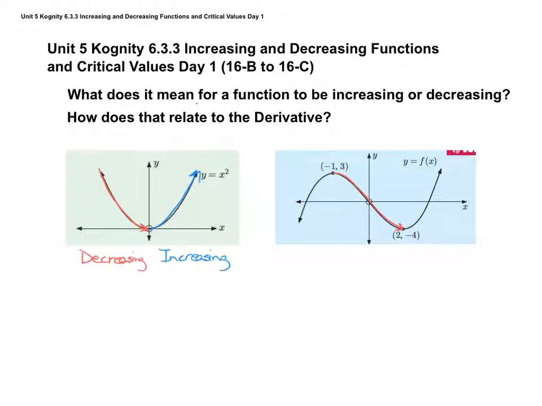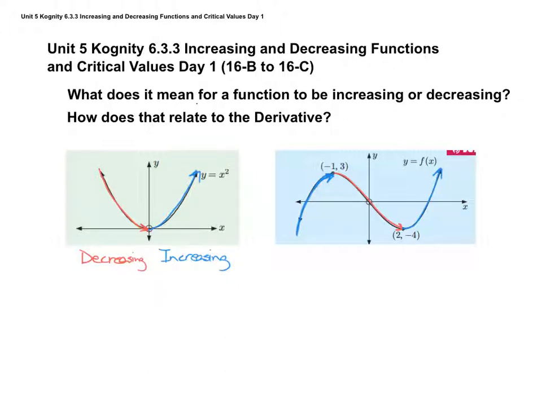Okay, so there we're decreasing, from x equals -1 to 2. And then we're increasing from negative infinity up to where negative 1 is. And after we pass 2, it's increasing here as well. Okay? Now, the question here is, how is this relating to the derivative?